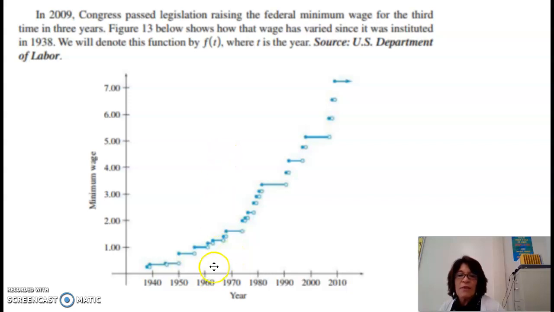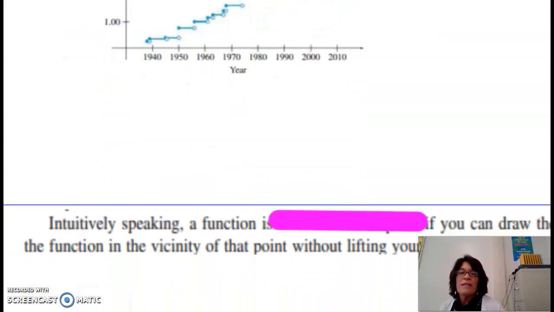It is a function. If I drop a vertical line, it doesn't hit twice anywhere. It wasn't like you had two different minimum wages in 1940 or something. You had the same minimum wage. It's just that it jumps. This type of function is not going to be a continuous function.